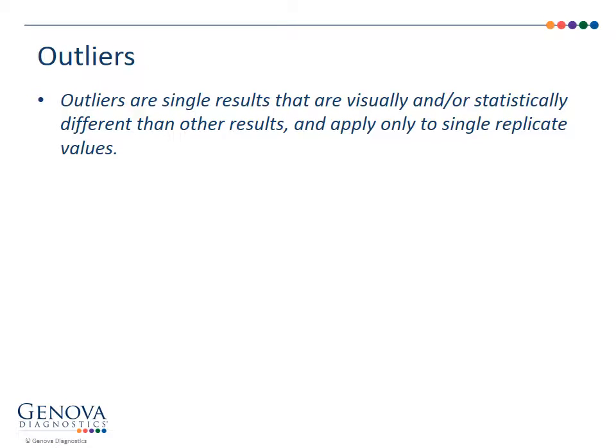Outliers are single results that can be visually different from all the other results, and you can remove one or two outliers.